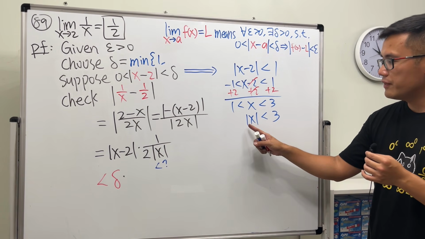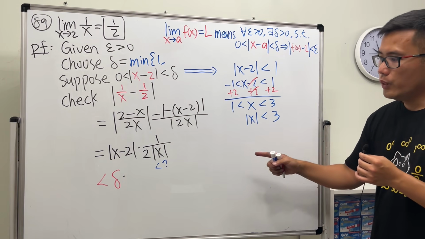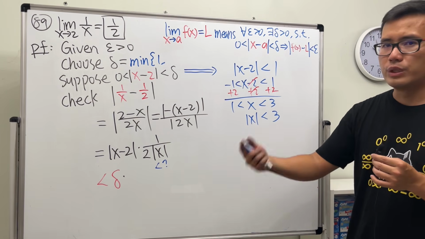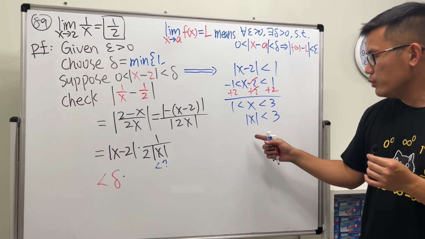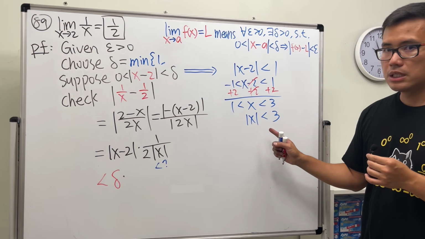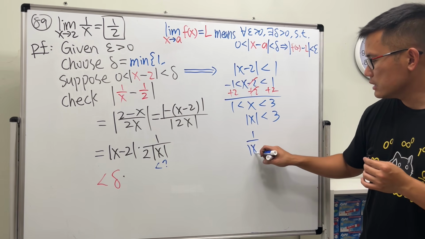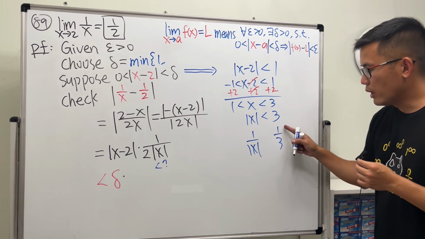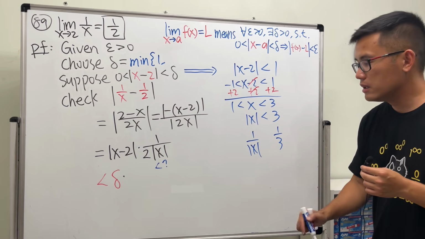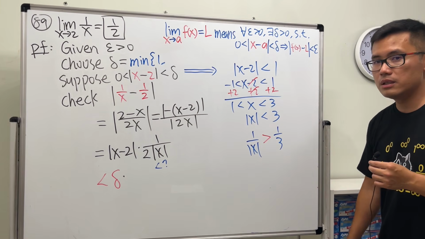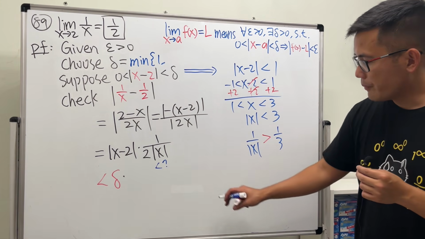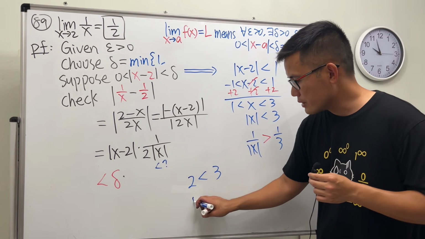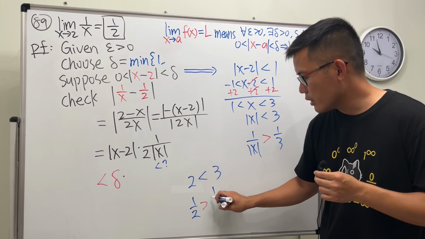And now, we have absolute value of x is less than 3. We want to get 1 over absolute value of x. So shall we just do the reciprocal right now? Well, if we do that, keep in mind both sides are positive. So when we do the reciprocal on both sides, we have 1 over absolute value of x and then 1 over 3. But we will have to switch the inequality. Yeah, for example, we know 2 is less than 3. But if we do the reciprocal on both sides, in fact, 1 over 2 is actually bigger than 1 over 3.